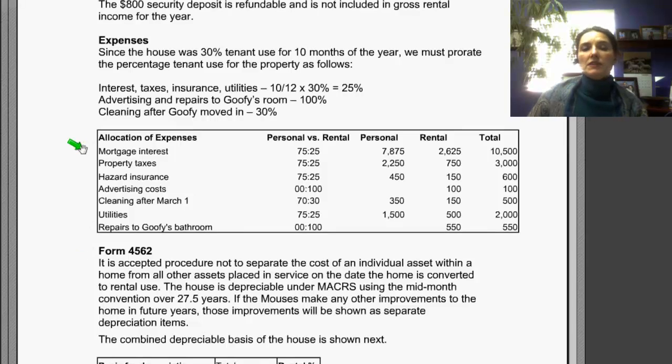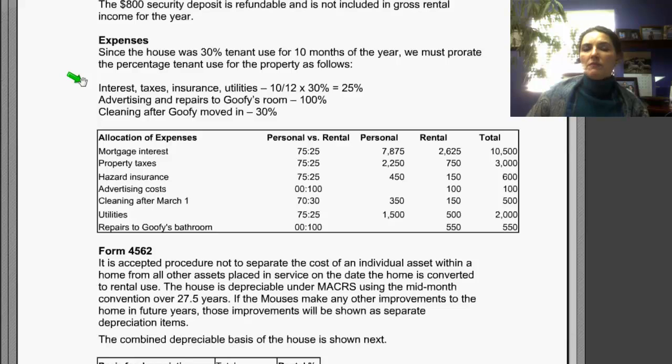And the first expense we have is the mortgage interest. And how are we going to figure out how much mortgage interest we are allowed to deduct on Schedule E and how much needs to be entered on Schedule A? Well, since the house was 30% tenant use for 10 months of the year, we need to prorate the percentage tenant use for the property as follows. We take the interest, taxes, insurance, and utilities and take 10 over 12 for the number of months it was rented, and then multiply that ratio by the percentage of the home that was occupied by the tenant, which was 30%. When we take 10 over 12 and multiply that by 30, we get 25%.